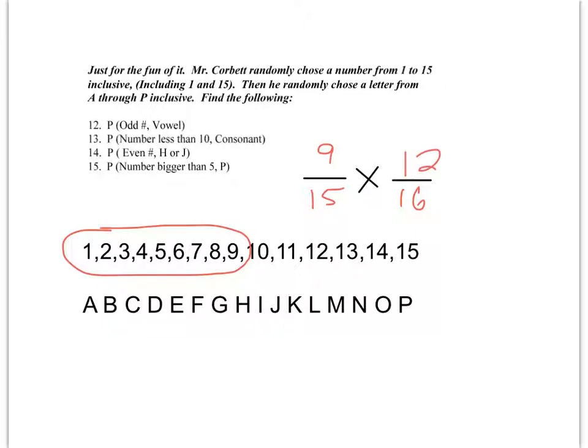So now, before I multiply, you got it, I'm going to cancel. 12 and 16 become 3 and 4. And I can cancel a 3 out of the 9 and 15 as well. So that's 3 and 5. It looks like 3 times 3 is 9, and 5 times 4 is 20. Done. All right, you guys try number 14 right now. Give it a go, give it a go, give it a go.